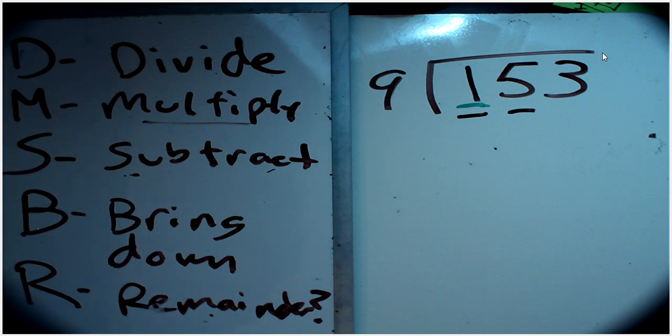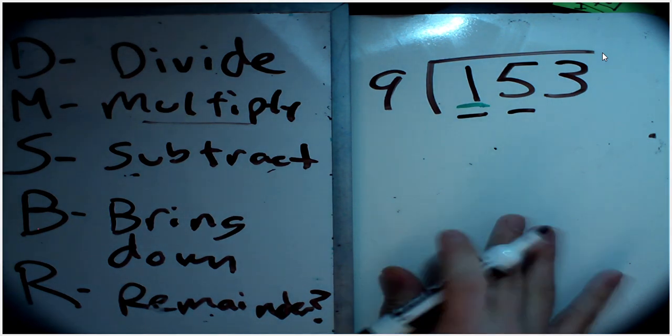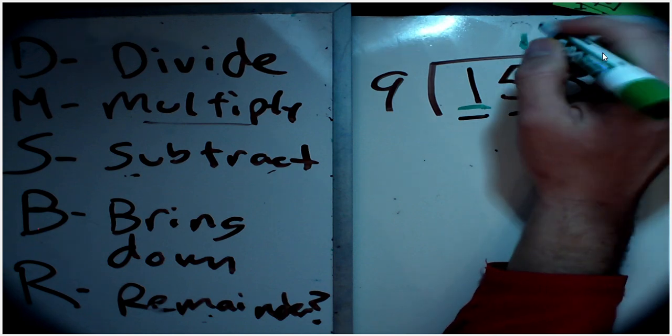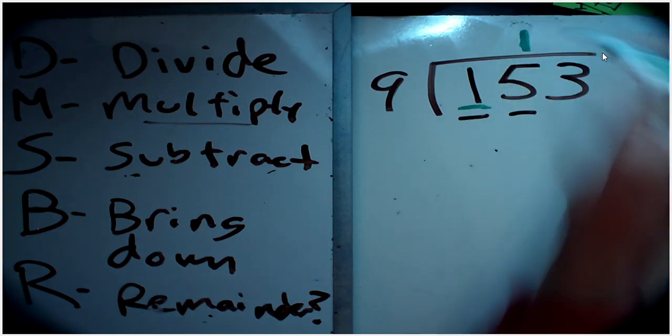Even if it doesn't go in evenly, that's okay. We will tease out the remainder if there is a remainder. So 9 goes into 15 how many times? 9 times 1 is 9. 9 times 2 is 18. Right? Can't go past 15. It's like Price is Right. So 9 can only go into 15 once, or there would be a remainder. So 9 times 1 is 9.